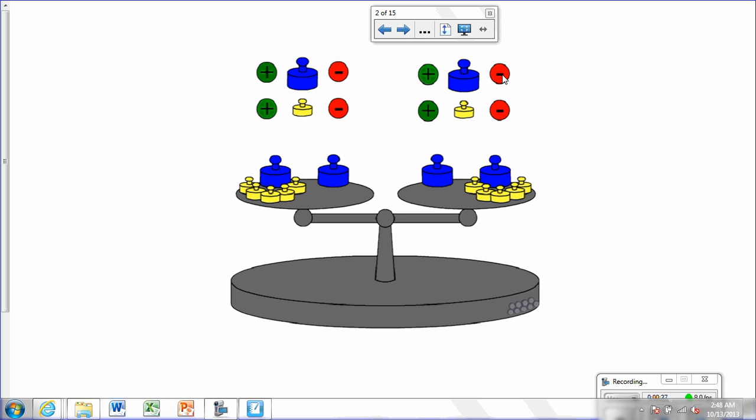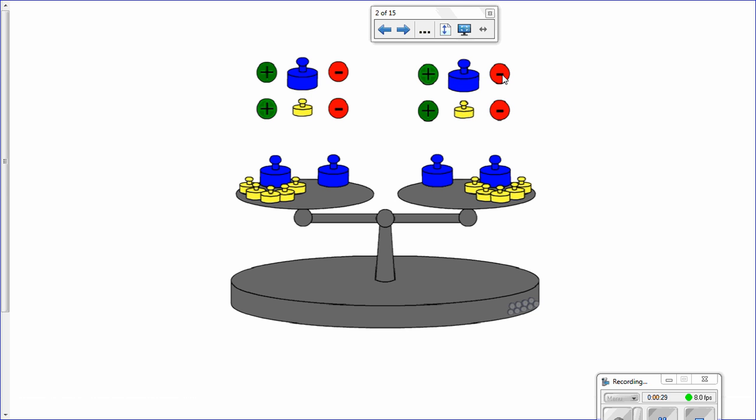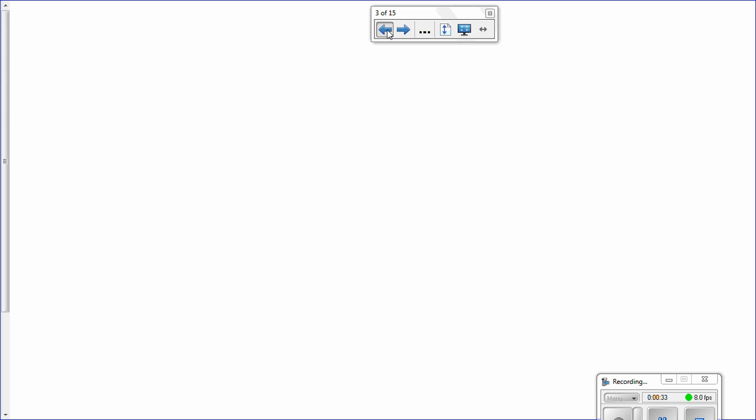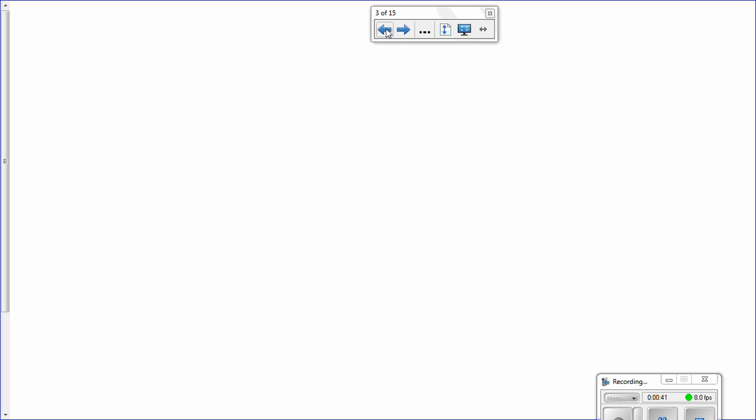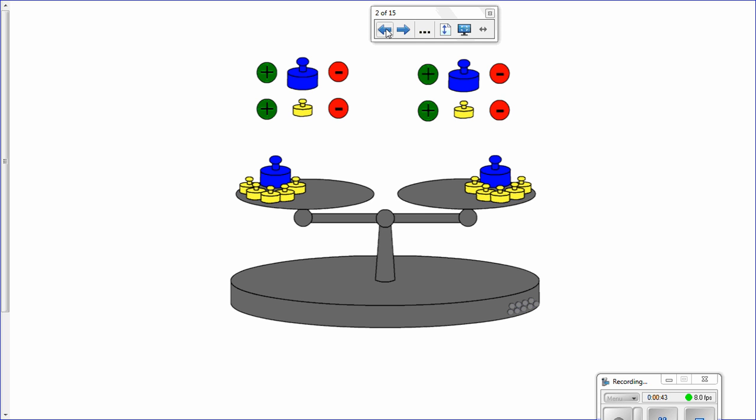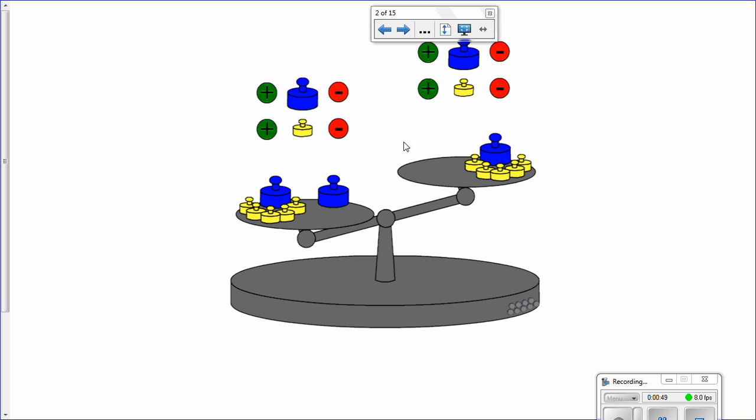So if I take away 1 from here, and for whatever reason I have to change the page and come back to it and then it works, I also have to take away a blue 1 from this side in order for the scale to be in balance. Now if I add a blue back to this side and I don't do anything to the other side, our scale is going to be off balance, so it's really not equal anymore.